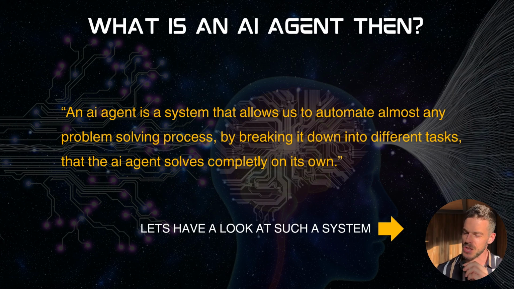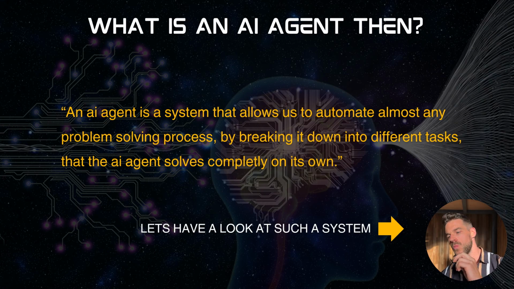So coming back to the initial question, what is an AI agent? An AI agent is a system that allows us to automate almost any problem solving process by breaking it down into different tasks that the AI agent solves completely on its own. This is the definition I use for AI agent.